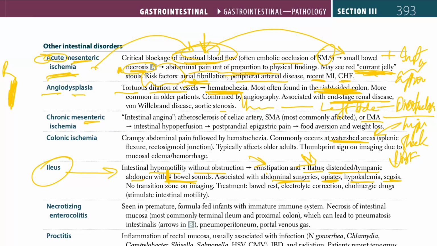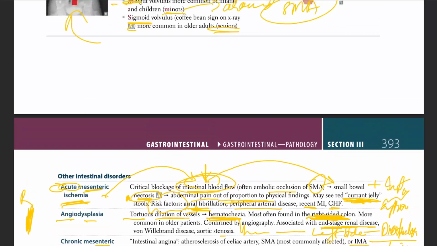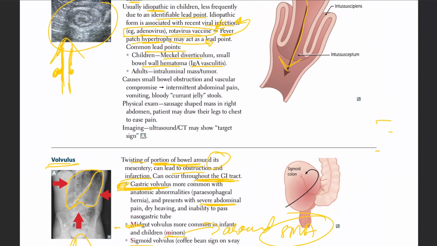And the treatment is bowel rest, electrolyte correction, and cholinergic drugs. Again, bowel rest, electrolyte corrections, and cholinergic drugs. Why are you giving this? To stimulate intestinal motility. And you have no transition zone, as compared to the obstruction we talked about earlier, where there is going to be a transition zone.